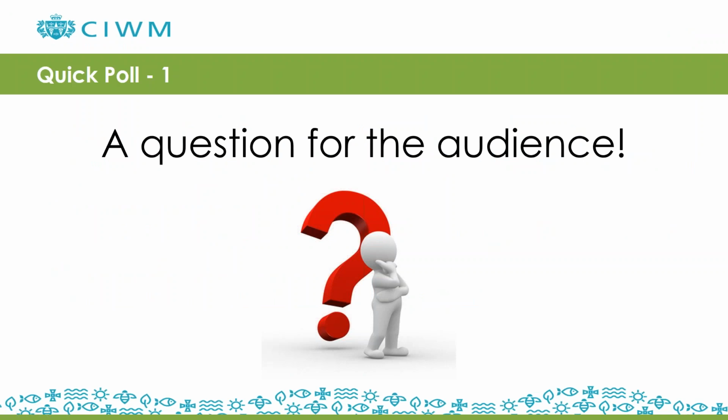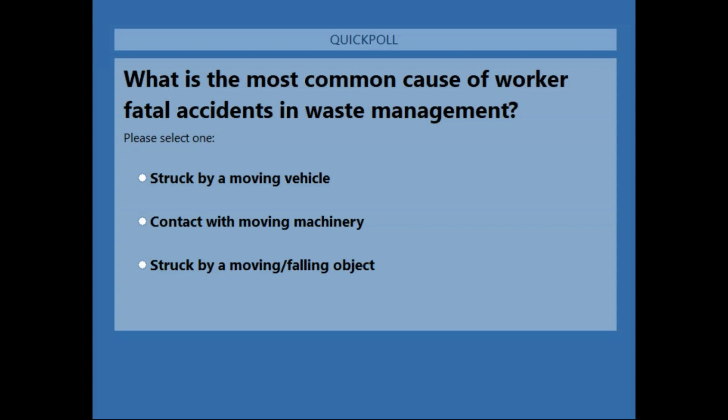Thank you, Geoff, and we're going to be starting off with a quick question for the audience. So the first question for you all is what is the most common cause of worker fatal accidents in waste management? Do you think it's people being struck by a moving vehicle, or contact with moving machinery, or being struck by a moving or falling object? So if you could all cast your responses there.